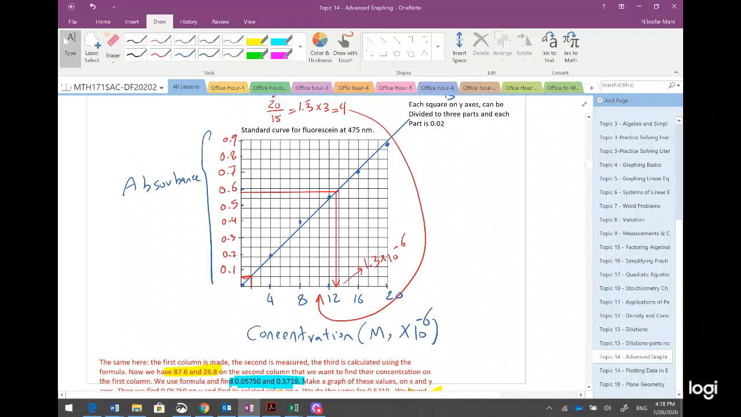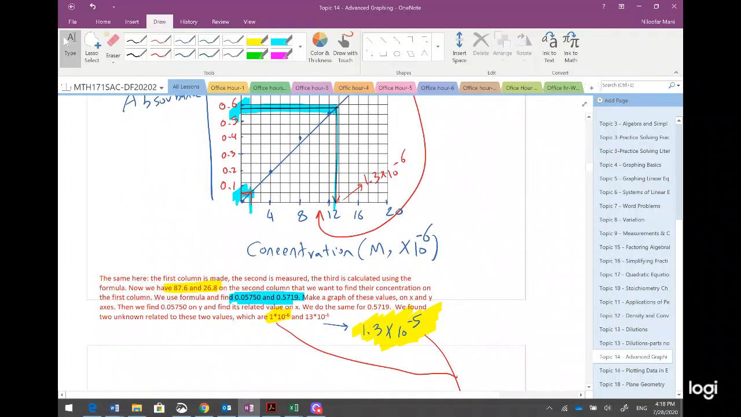One of them is 0.05750 and one of them is 0.5719. So one of them is here, one of them is here. Okay, so then I make a perpendicular line here, I do here, and then I come down and I say, okay, one of them is almost this, and one of them is almost 1, one of them is almost 13. Okay, so these are all approximate and all of them are possible, but it takes time.